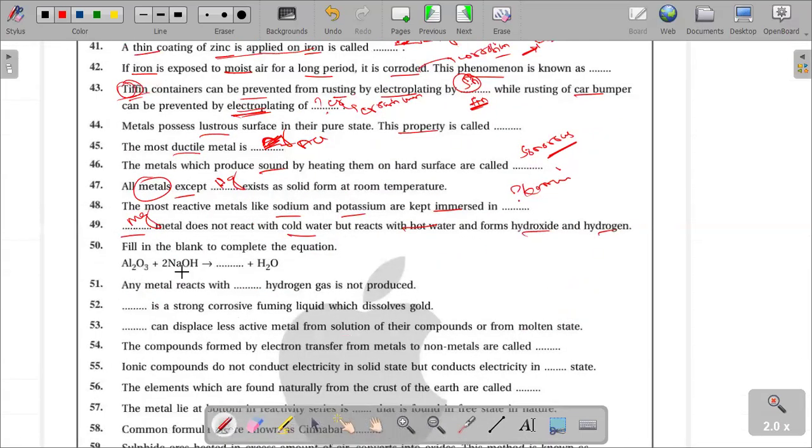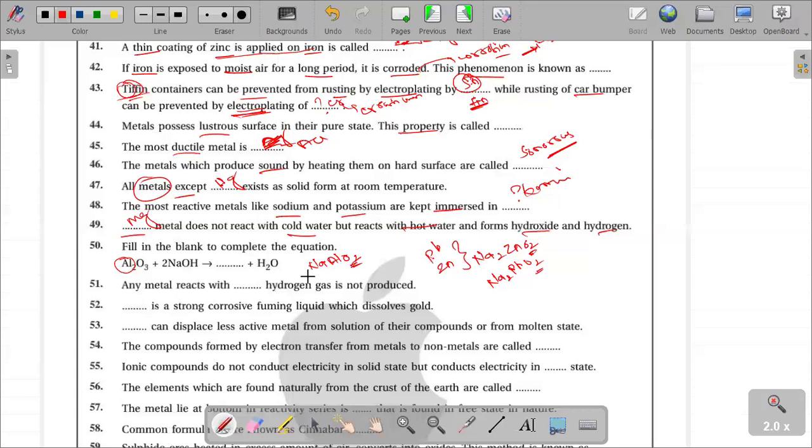Next, fill in the blanks. This also we discussed. NaAlO2, sodium aluminate. If they had given lead or zinc, you just have to write Na2ZnO2. The O2 is common. And Na2PbO2. Here O2 is common.